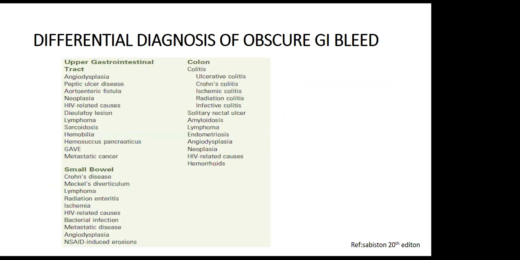The slide shows various differential diagnoses of the obscure GI bleeds. Starting from the upper gastrointestinal tract, like angiodysplasias and peptic ulcer diseases, small bowel diseases like Crohn's disease and Meckel's diverticulum, and colon diseases like ulcerative colitis and Crohn's disease.